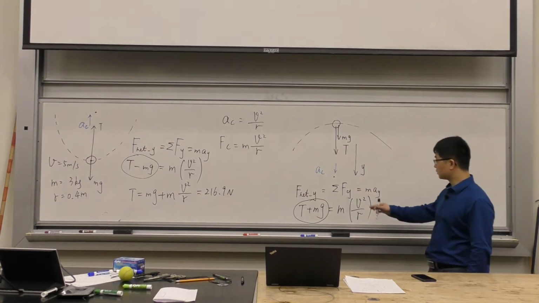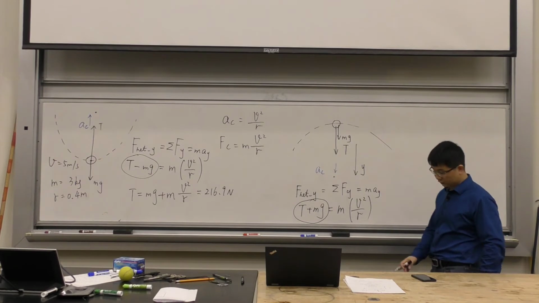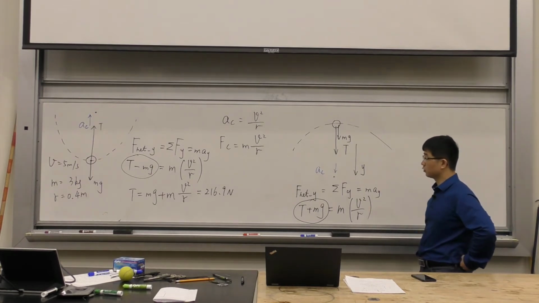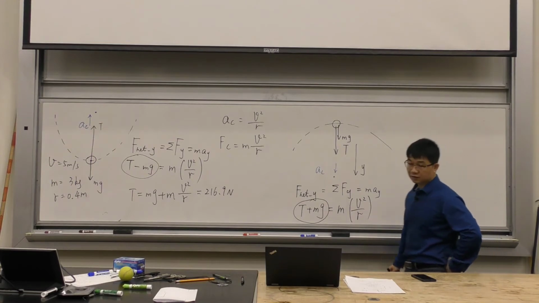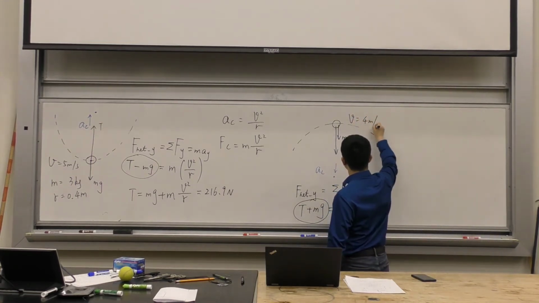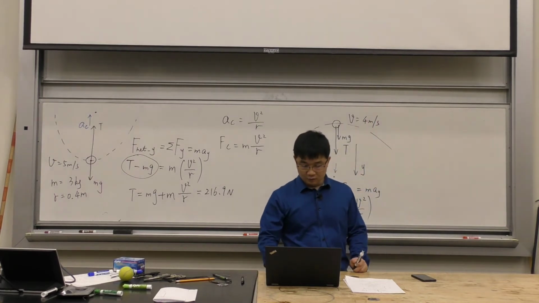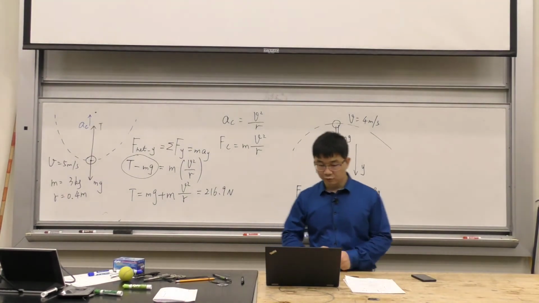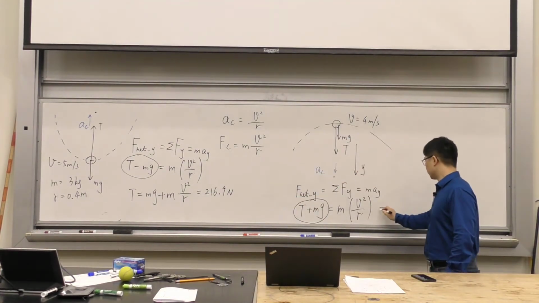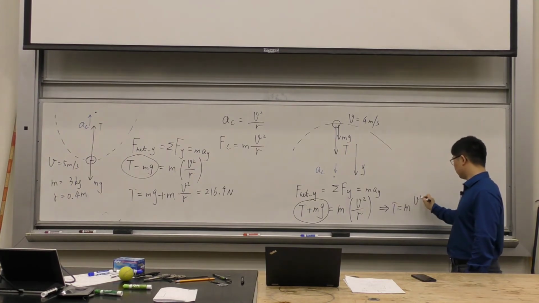Then, once you set up this equation, you can go ahead and solve it, because this is still Newton's second law. You rearrange this equation, you can find the tension, and you already have all the numbers. In this case, the problem says the speed at the top is going to be 4 meters per second, right at the top. So you put all the numbers in, what do you get? You just get T equals mv squared over r minus mg.